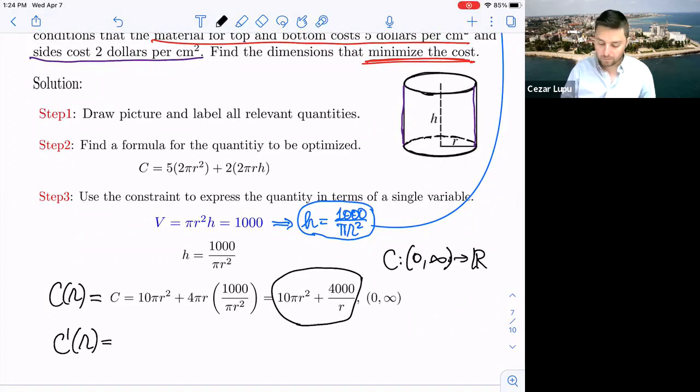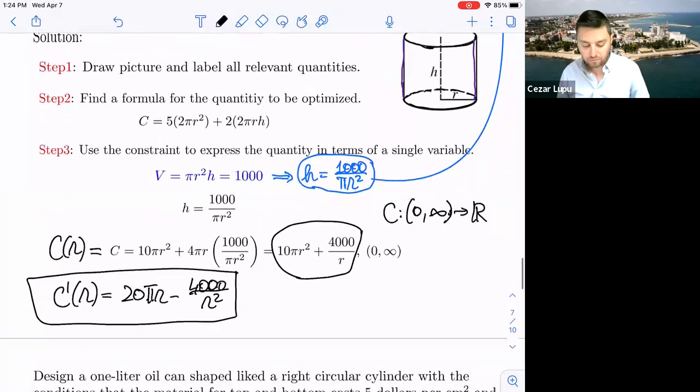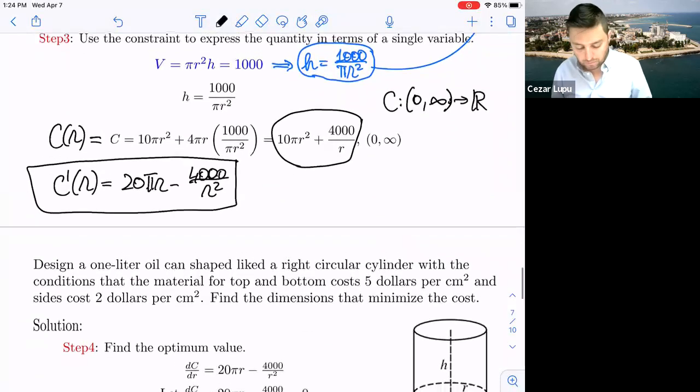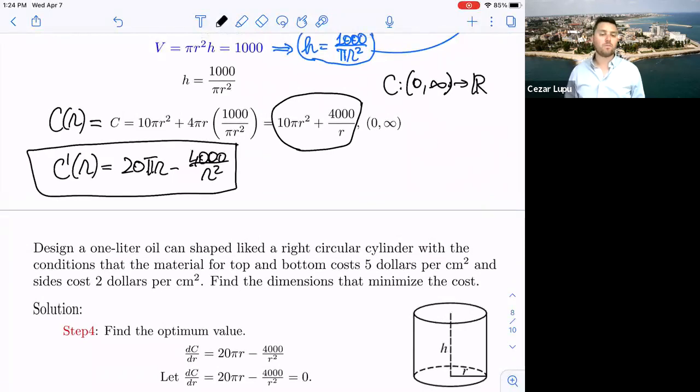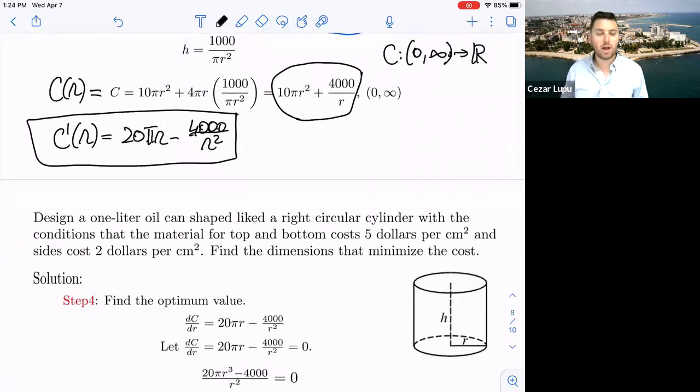It is 20 pi R minus 4,000 over R squared. And the computations will be similar to the previous problem. Now we're going to set this equal to 0, right? Again, that's the derivative with respect to R. We set it equal to 0 to find the critical value. Once we do this, we have to solve this equation: 20 pi r cubed minus 4,000 over r squared equals 0.